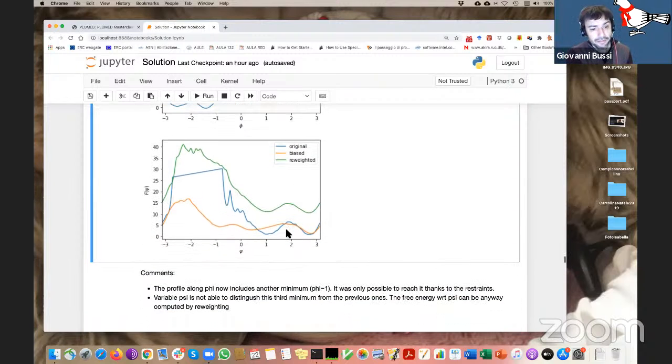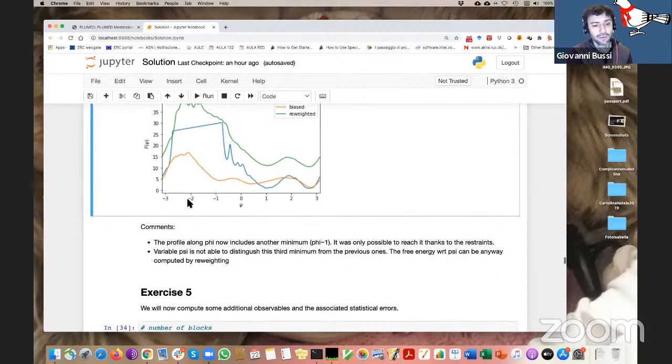The probability as a function of psi is not flat, because that's not what we enforced. And you see here, the probability is low, because we didn't encourage the system to go here. Okay, good. Comments, questions?